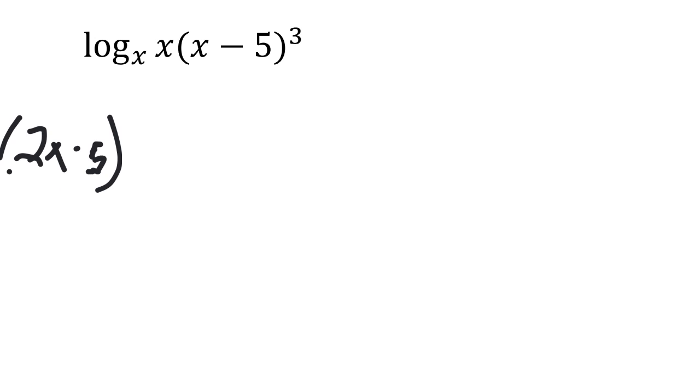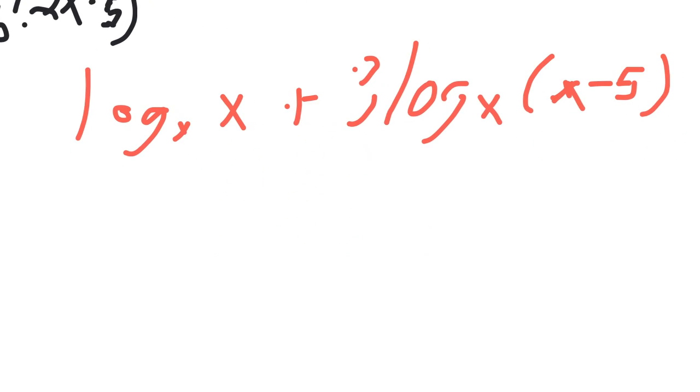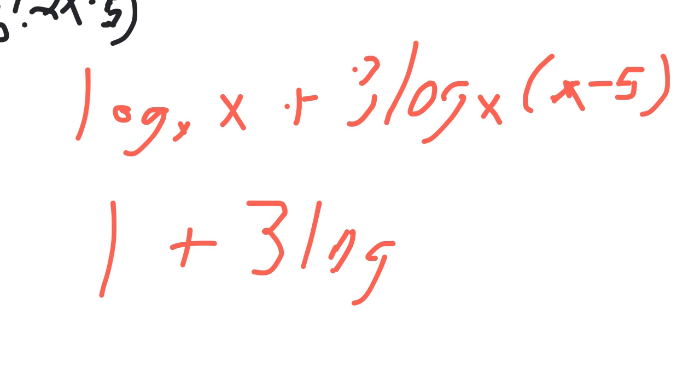Then we got log base x of x plus, bring that 3 out front, log base x of x, the quantity x minus 5. And we know that log base x of x is 1 plus 3 log base x of x minus 5. And you're finished with that problem.